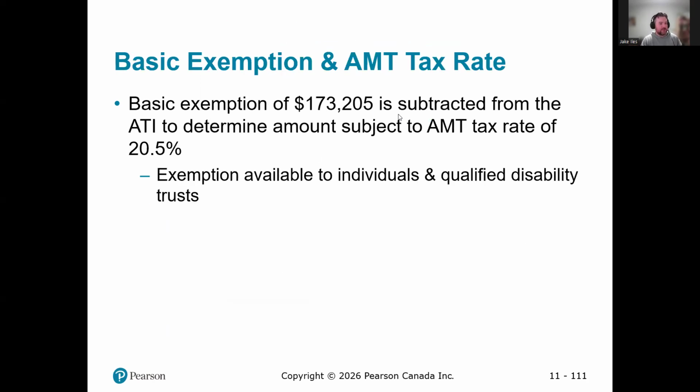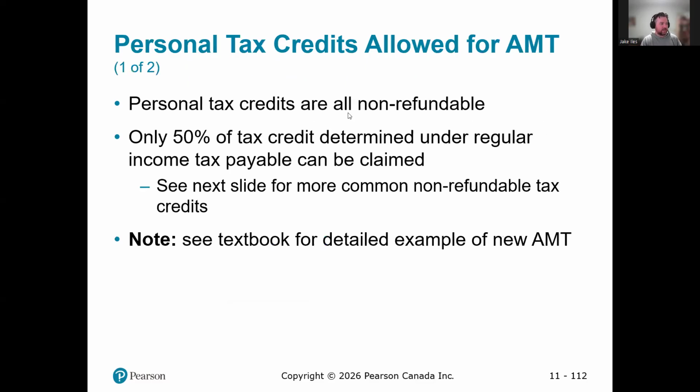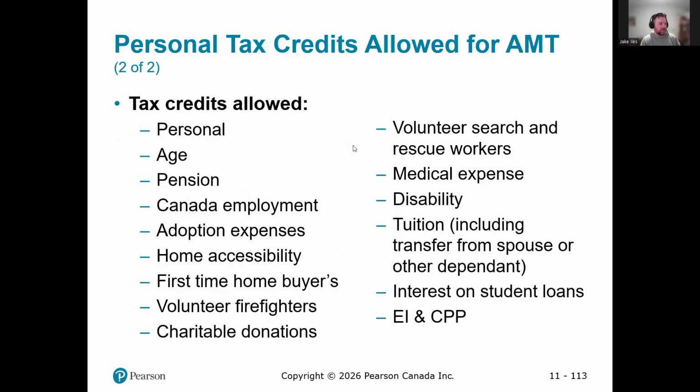The basic exemption makes sure that the AMT rate is only applying to the high tax brackets. And the personal tax credits are all non-refundable. Only 50% of the tax credits are determined. So you still get these credits, but they only come in at 50%.